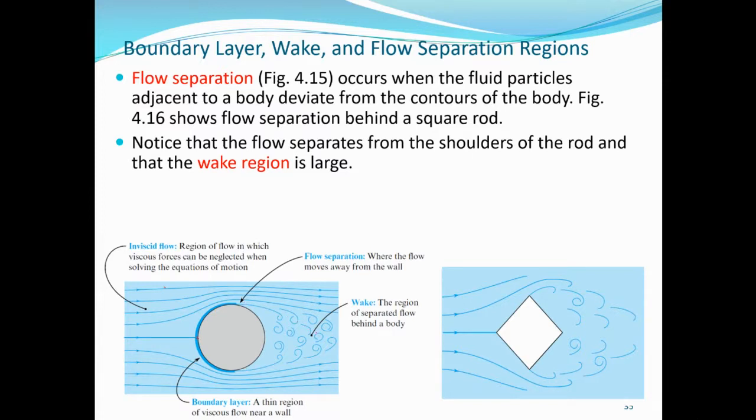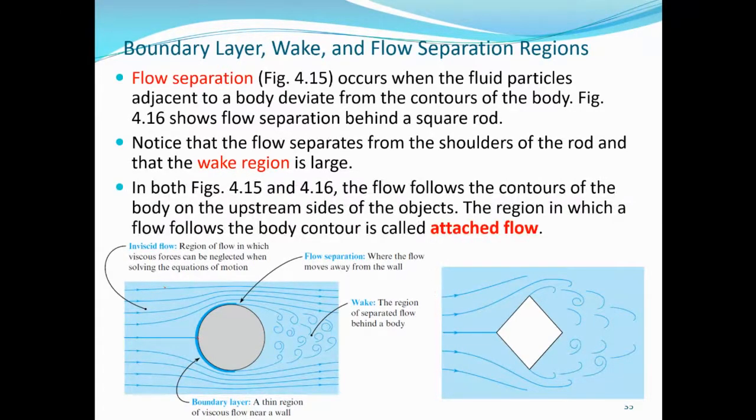Then it turns around, and this is the wake region, and this results in some energy loss. You can see that if it is very smooth, in this case, the wake region is larger. When you have a square rod, in both figures, the flow follows the contours of the body on the upstream sides of the objects. The region in which a flow follows the body contour is called attached flow.